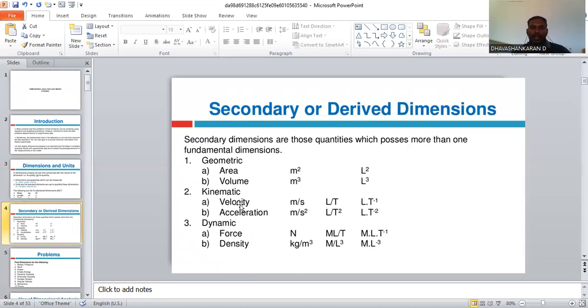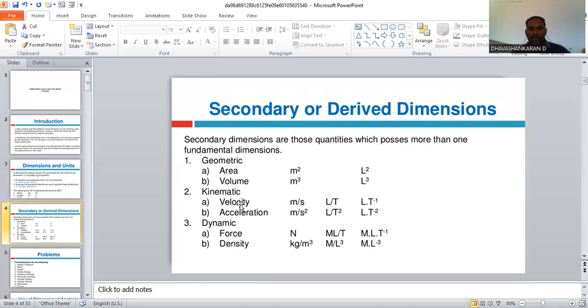Kinetic quantities are velocity and acceleration. For velocity, we have the unit meter per second. Here, meter is denoted as length and second is denoted as time. So it is L by T, which is nothing but L T inverse.